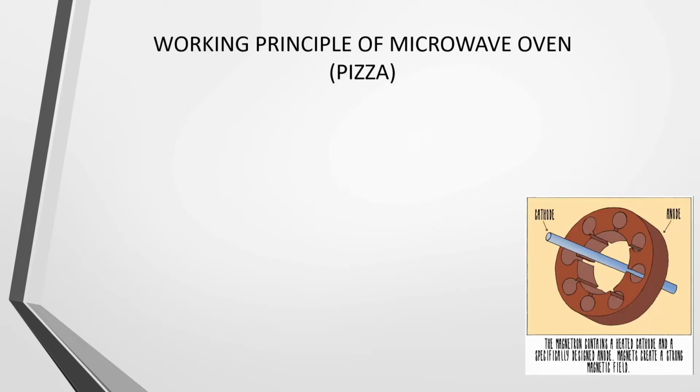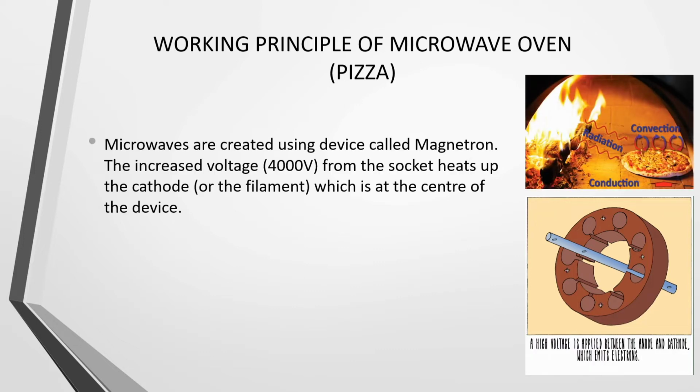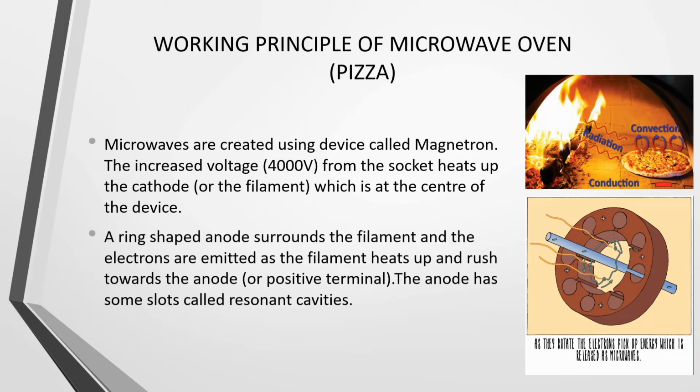Now let's discuss the working principle of a microwave oven. Microwaves are created using devices called magnetrons. The increased voltage, that is above 4000 volts from the socket, heats up the cathode or the filament, which is at the center of the device. A ring-shaped anode surrounds the filament and the electrons are emitted as the filament heats up and rush towards the anode or the positive terminal.